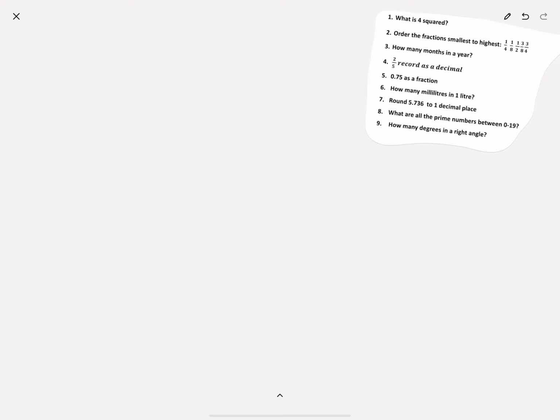0.75 as a fraction, right. It doesn't say the lowest possible fraction, or the simplified fraction, so you could go for 75 over 100. Okay, 0.75 is 75 out of 100. Okay, or 0.75 out of 1. 75 out of 100. But if you simplify this, you'd get 3/4.